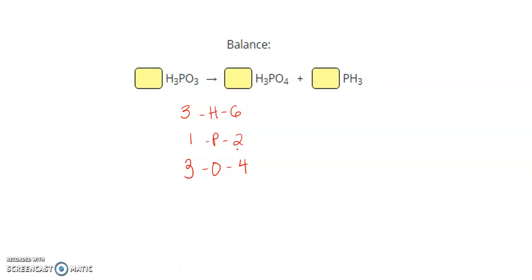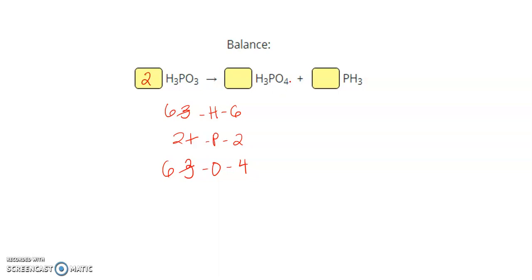I have 2 phosphorus on this side, 1 over here, so I'm going to put a 2 in front of here to get 2 phosphorus. That gives me 6 hydrogen. That's looking pretty good. But 6 oxygen. And now if I want to get 6 oxygen over here, well, I can't, because there's no whole number I can multiply 4 by to get 6.